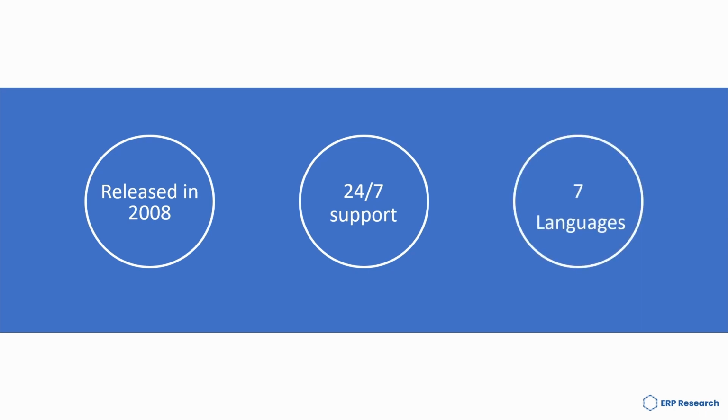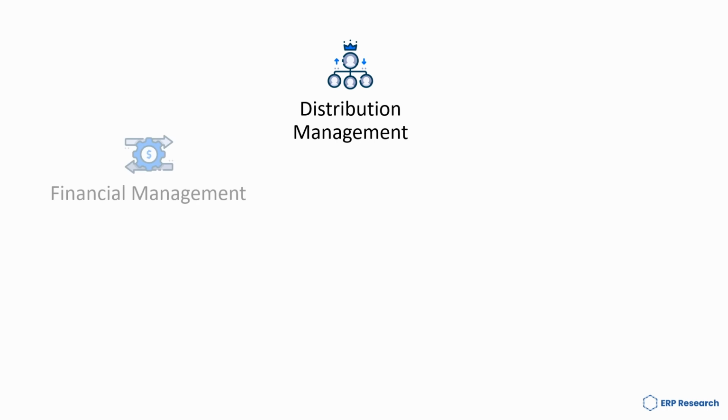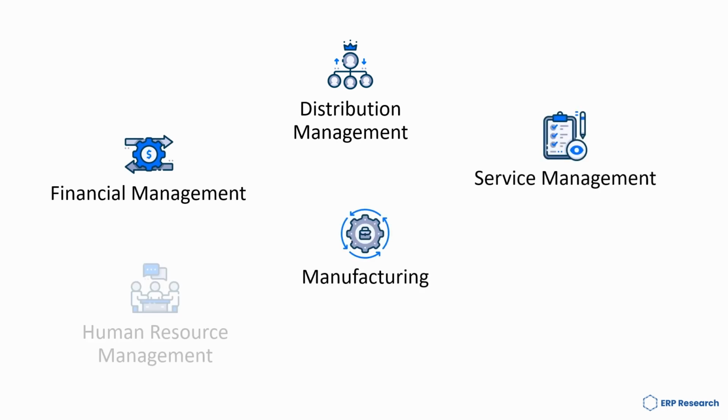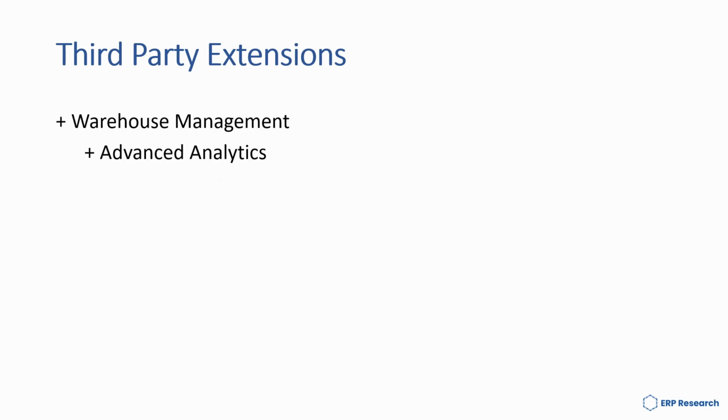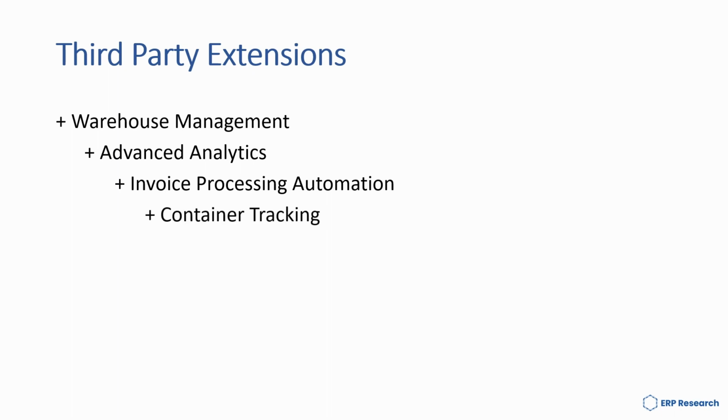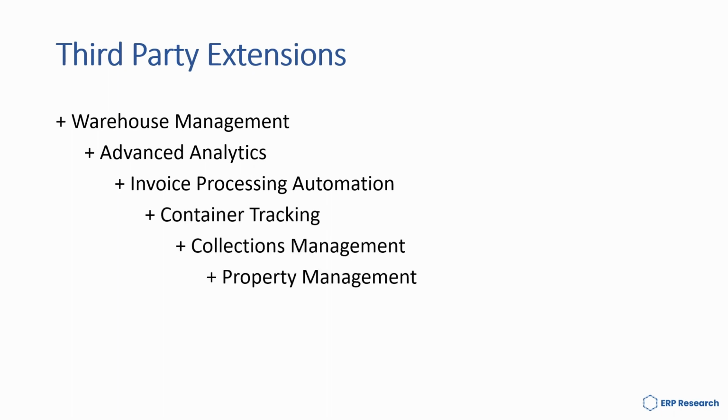Released in 2008 and offering 24/7 support, Acumatica is available in 7 languages. Functionality includes distribution management, financial management, manufacturing, service management, human resource management, and customer relationship management. Third-party extensions include warehouse management, advanced analytics, invoice processing automation, container tracking, collections management, and property management.